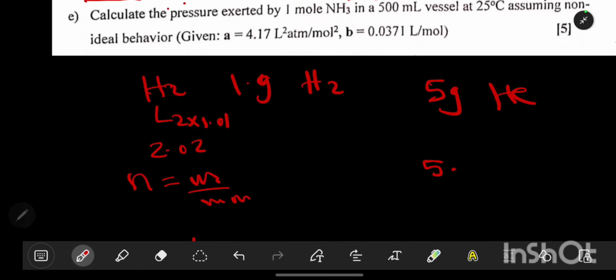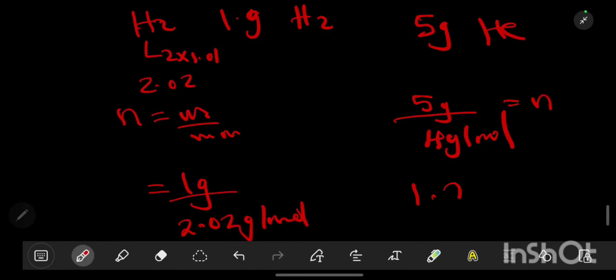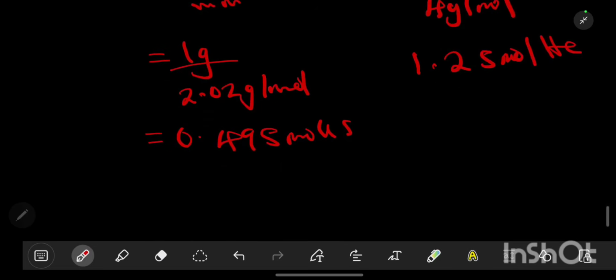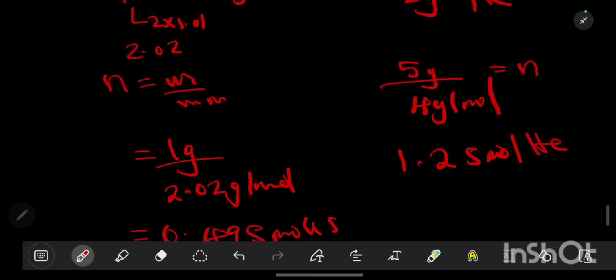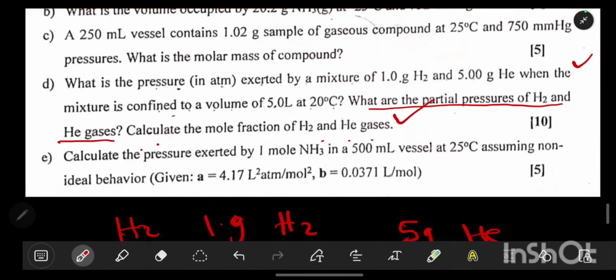So if we find the number of moles for hydrogen, we are going to find also the number of moles for helium. It's 5 grams divided by our 4 grams per mole. So the number of moles in this case will be equal to 1.25 moles of helium. From here, we can go direct to find the first part, which is to calculate the pressure exerted when the mixture is confined. So what is the pressure exerted by the mixture, meaning the two?